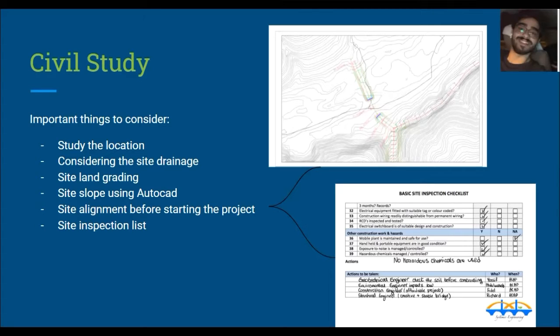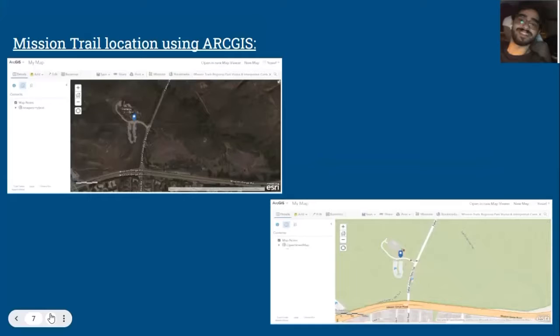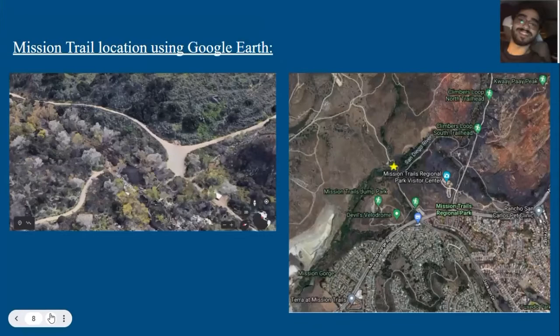A site land grading is relevant as well because it will assure that the site has a high efficiency rate and a perfect smooth land will equal a better water drainage. Site slope using AutoCAD and site alignment is also important. A site inspection list will be necessary to assure that all project requirements are met. Here we navigated the mission trail location using ArcGIS. Here as well, we navigated the mission trail location using Google Earth.